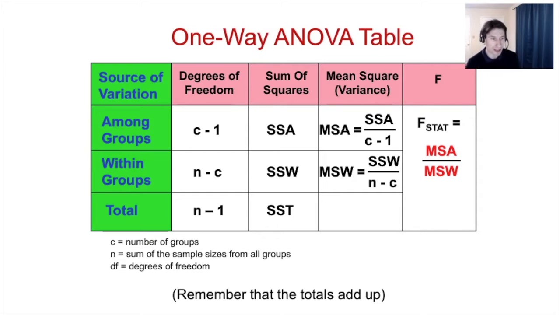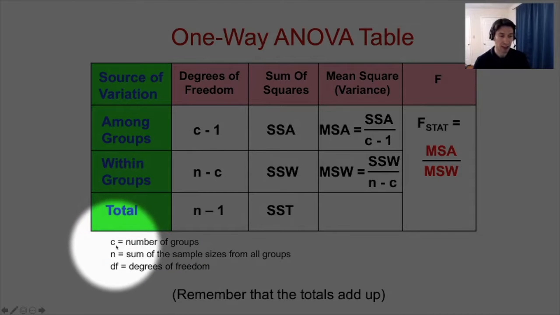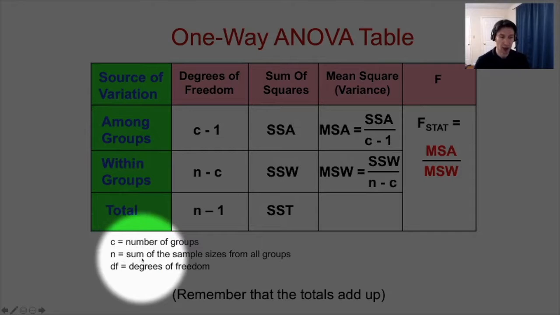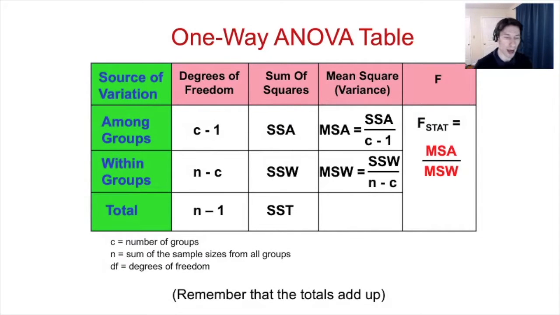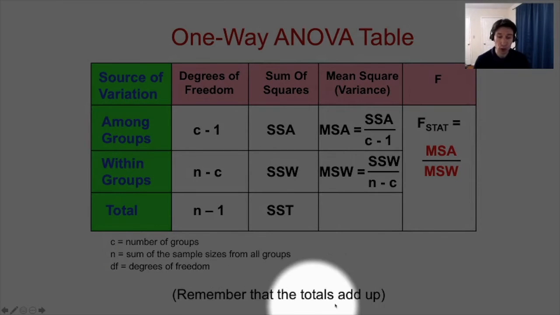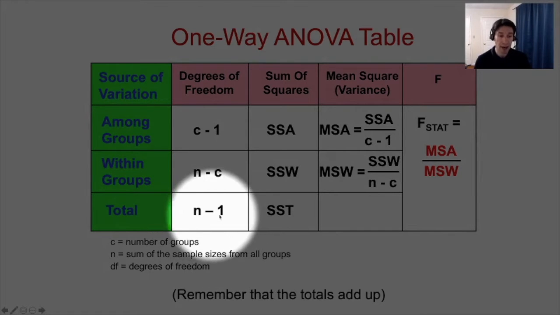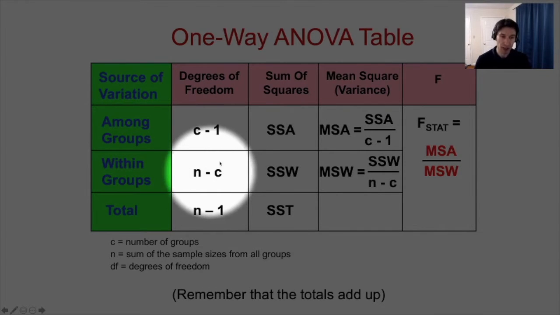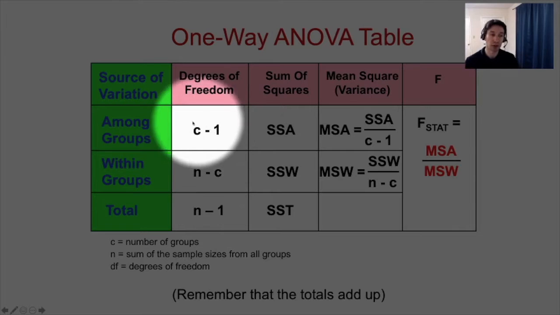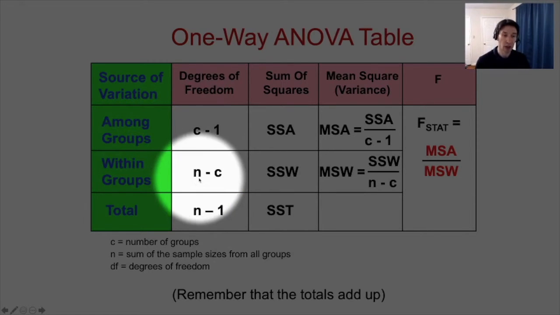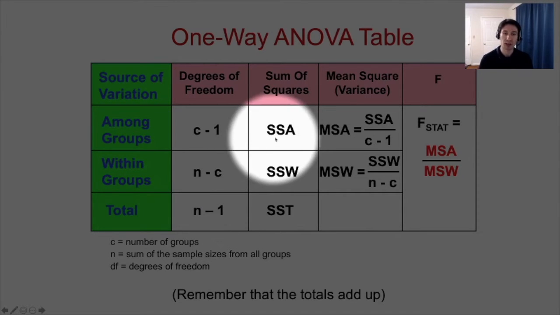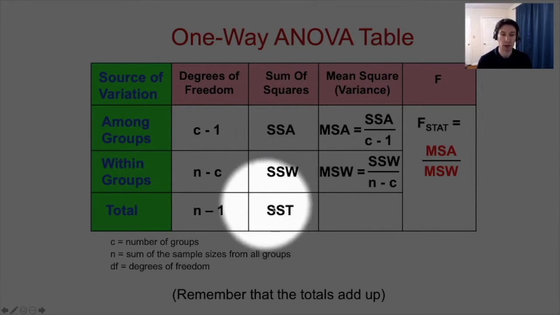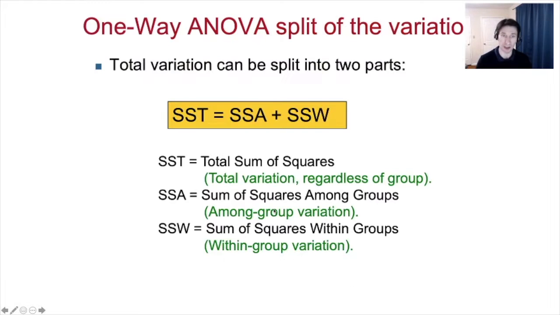What else does this slide tell us? It reminds us that c is the number of groups and n is the sum of the sample sizes from all the groups, which is just a complicated way of saying this is the total sample size that you have. It also reminds us that the totals add up, which means what? N minus 1 is the sum of this and that. So the degrees of freedom among and degrees of freedom within, summed up, equal the total degrees of freedom. And same for the sums of squares. SSA plus SSW equals SST. That was literally on the slide right before.